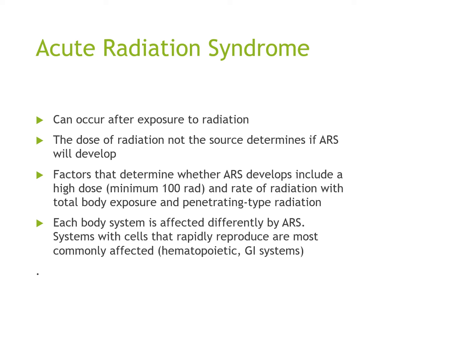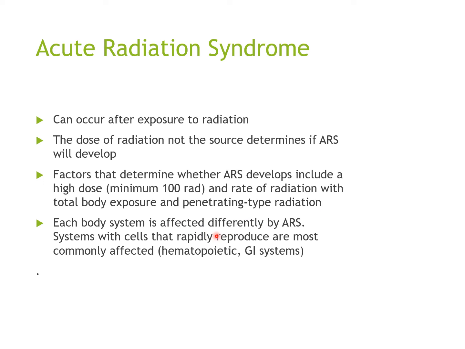So we have what is known as acute radiation syndrome that can happen. This can happen after exposure to radiation. The keyword is the dose of radiation, not the source, but the dose of radiation will determine if acute radiation syndrome is present. Factors that determine whether acute radiation syndrome develops include a high dose, minimum 100 rad, and rate of radiation, with total body exposure and penetrating radiation.